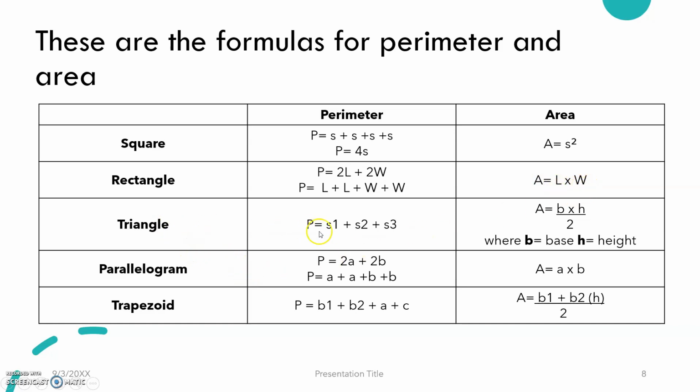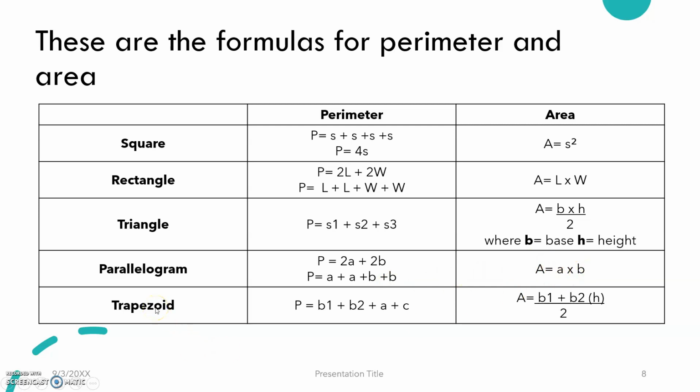For triangle, we have S1 plus S2 plus S3 sa perimeter and A equals B times H divided by 2 naman sa area. Letter B means base and letter H means height. Next, for parallelogram, we have P equals 2A plus 2B or P equals A plus A plus B plus B, while sa area, we have A equals A times B.